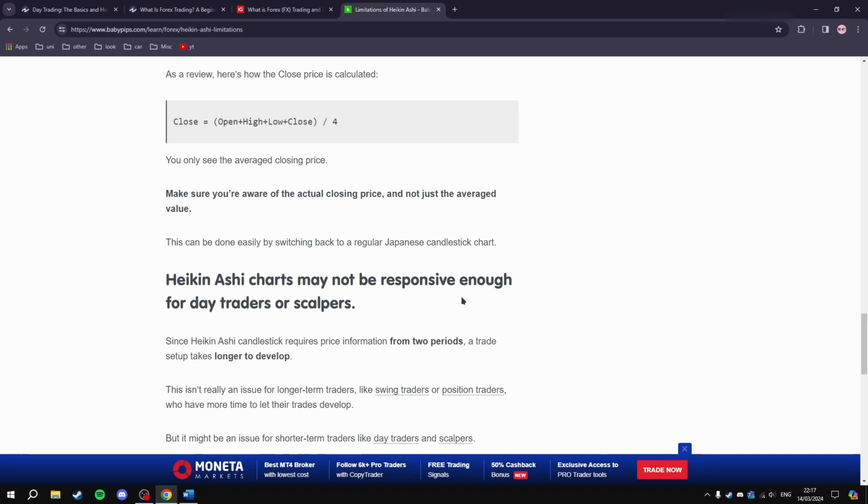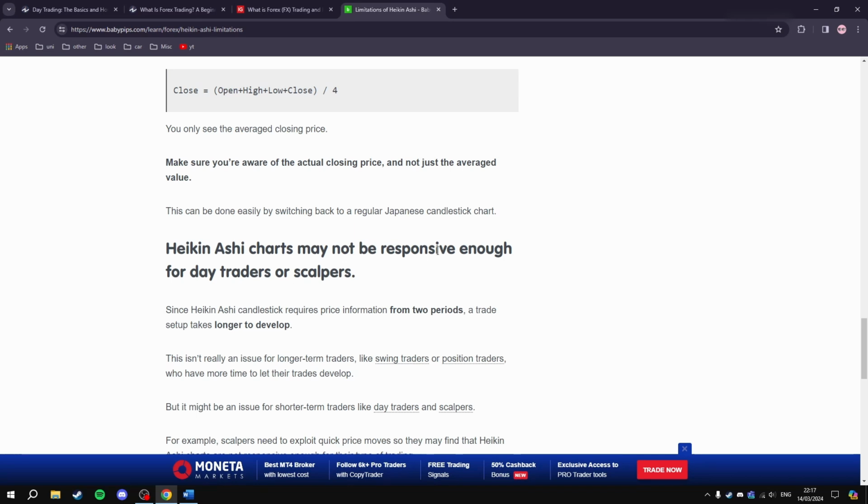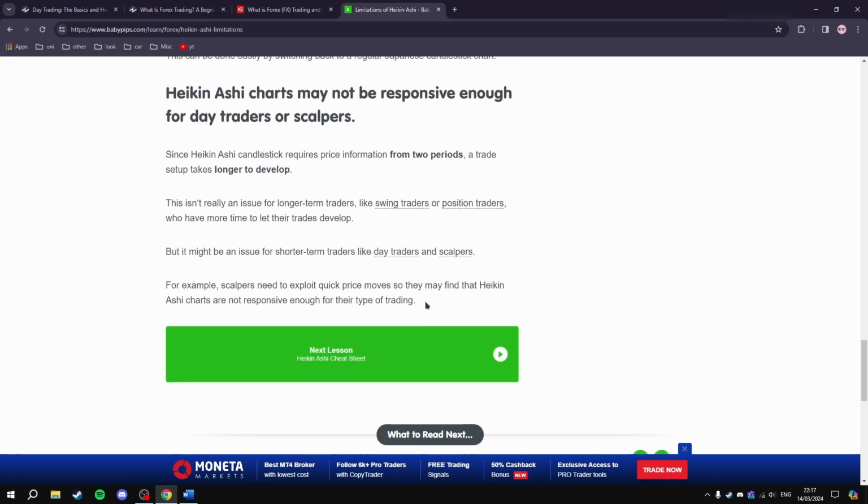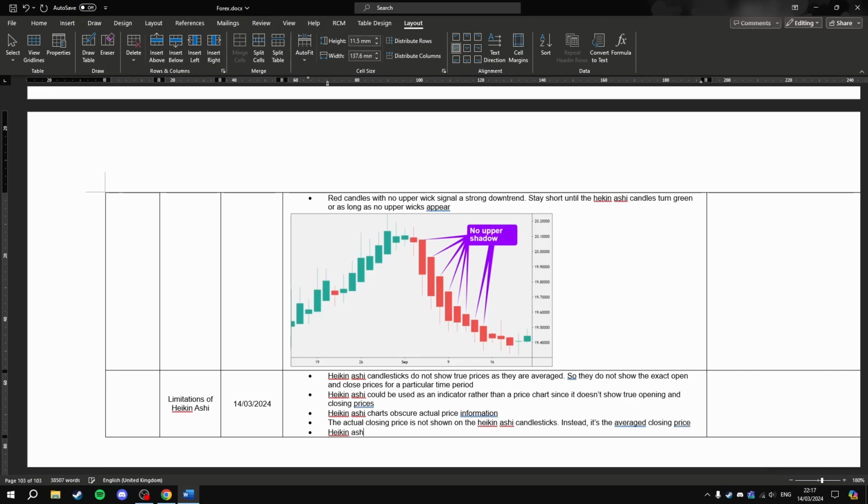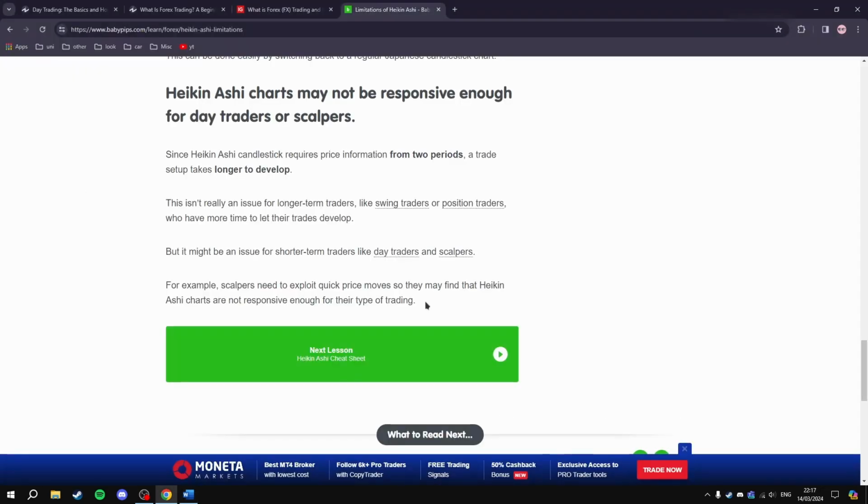Heikin ashi charts may not be responsive enough for day traders or scalpers. Since Heikin ashi candlesticks require price information from 2 periods, a trade setup takes longer to develop.